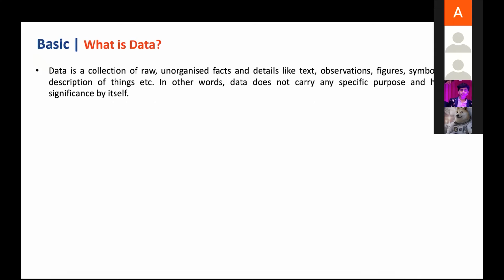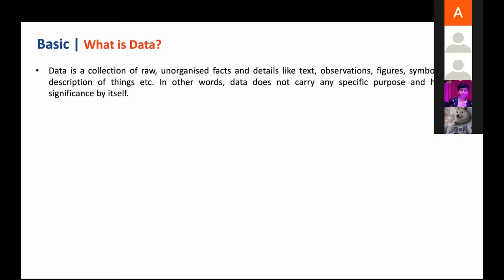Actually, data is the collection of raw, unorganized facts or details like text, observations, figures, symbols, and anything. Let's say we are talking now, this is the data. In other words, data itself doesn't carry any specific purpose and has no significance by itself. But when we combine all this data together and give it some context, then it makes some value.